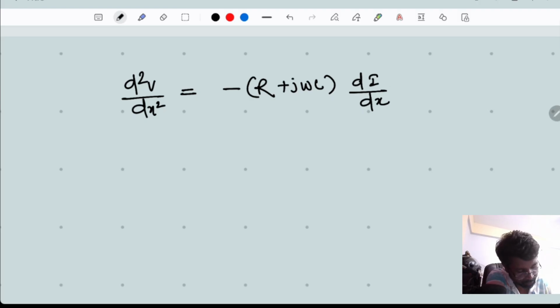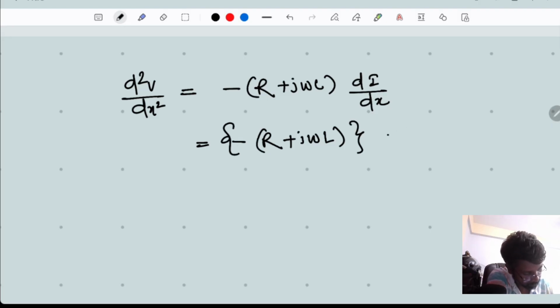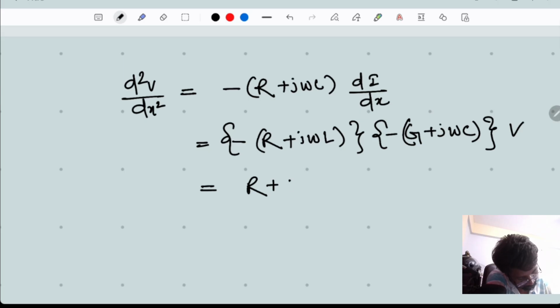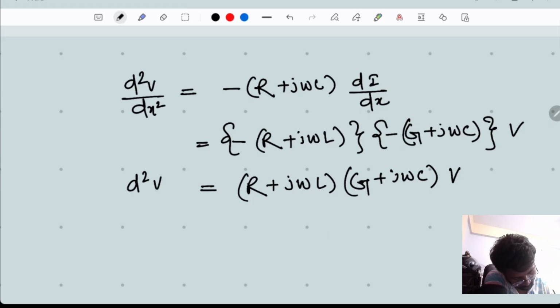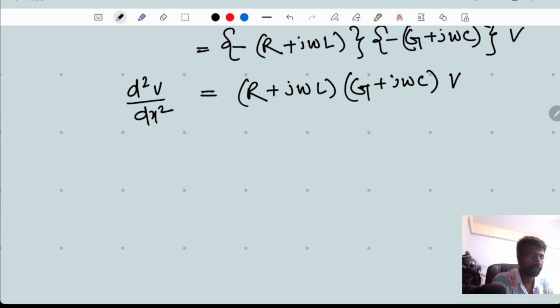From equation 6 we may substitute the value of dI by dx, so this is equal to (R plus j omega L) into (G plus j omega C) into V. Similarly, we may write the second order differential equation in terms of current.